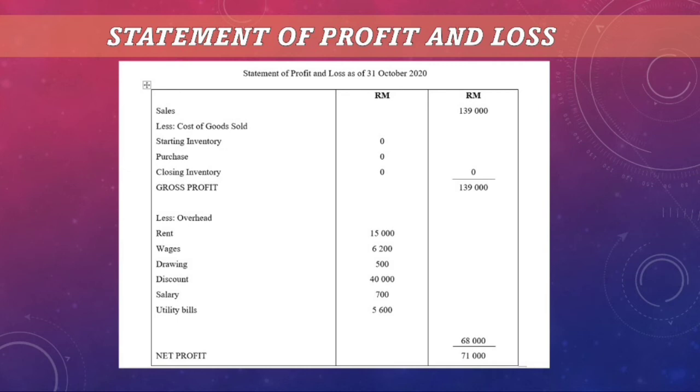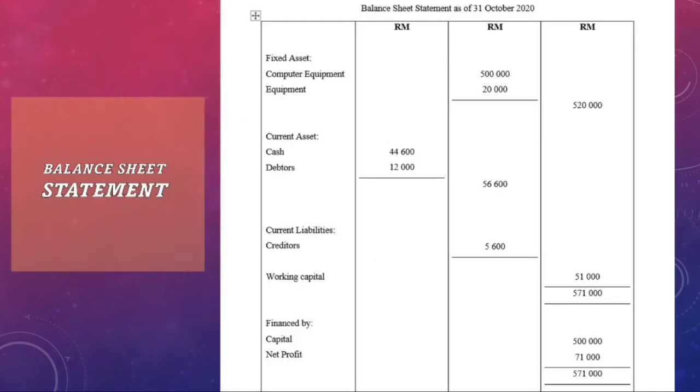Now I will explain the statement of profit and loss. A profit and loss statement summarizes the revenues, costs and expenses incurred during a specific period of time. Profit and loss account or income statement is used to find the profit or loss from the business for a period. As can be seen in this slide, the gross profit is 139,000 while the net profit is 71,000.